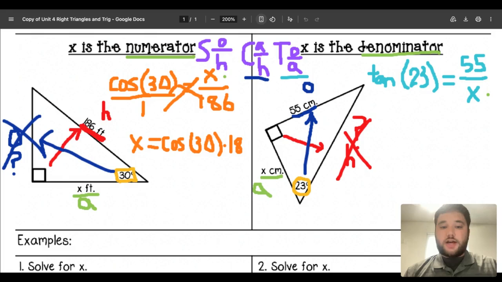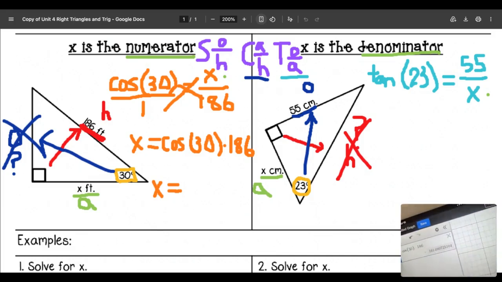So you know how I had you just type in cosine of 30 into your calculator and show you that it's a number? Well, guess what? We are just going to type in cosine of 30 times 186. So in my calculator, cosine of 30 times 186. And when you type that in, you should get 161.080.